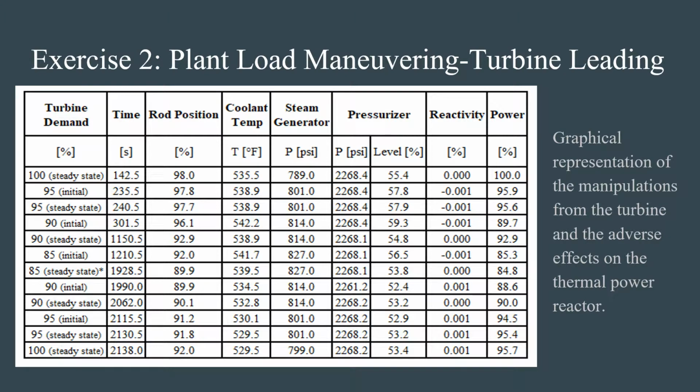Exercise 2 was the plant load maneuvering with the turbine leading. Turbines work by having pressurized steam flow through the assembly to rotate the blades on the turbine. Each rotation of the turbine takes the energy and converts it into mechanical power.